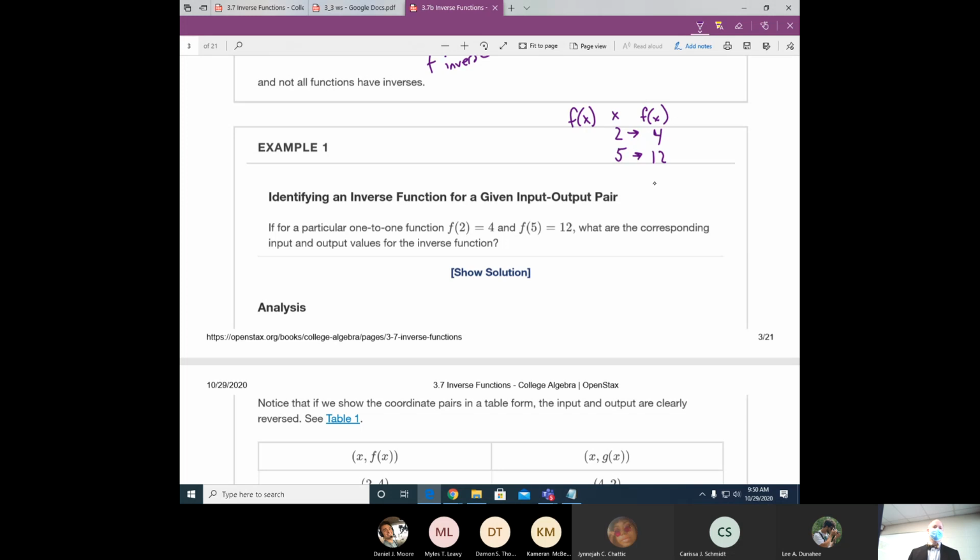I know that f inverse of whatever its input is, if the input happens to be 12, I know f inverse of 12 is going to give me back 5, because f inverse takes this as its input. If it's given this as its input, it better give me this as its output, because otherwise it would not be the inverse. So f inverse of 12, I know will give me 5. F inverse of 4 will give me back 2.